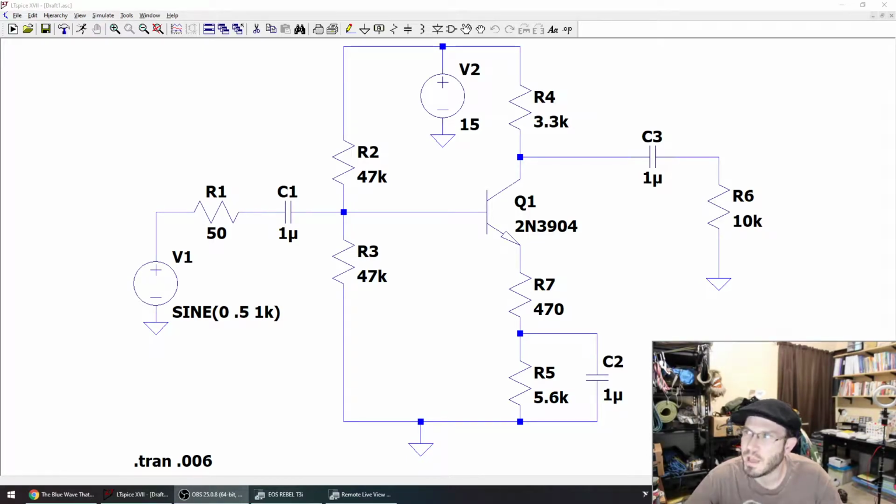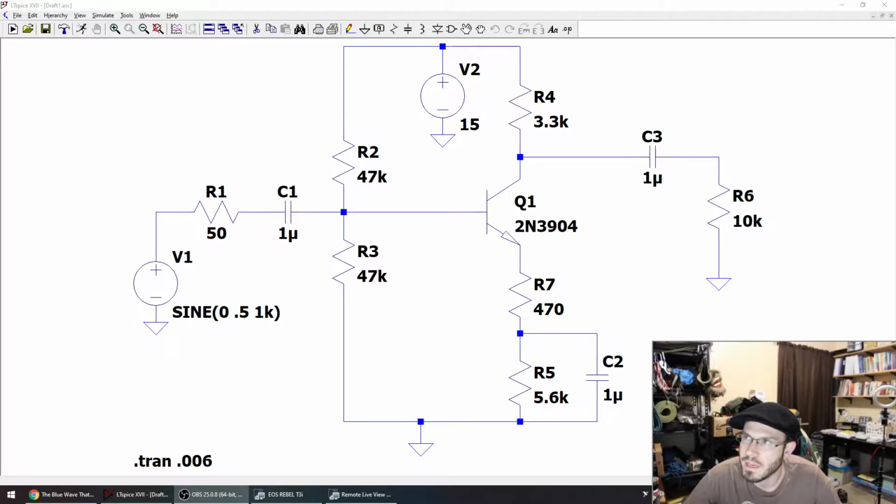Okay, welcome everyone. Just a quick video to help out anyone with the LTSpice simulation of the common emitter amplifier lab. So here I have the lab set up. It is the same circuit from the lab manual. Now, a couple of things.